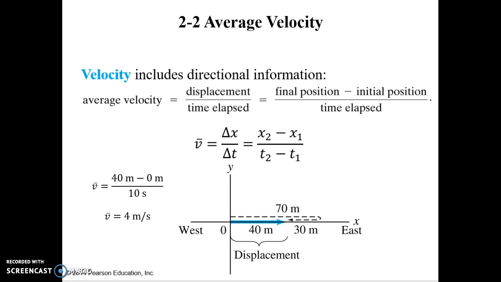Great job! You would take the final position of 40 meters and subtract it from the starting position of 0 meters and divide the whole equation by 10 seconds to obtain an average velocity of 4 meters per second. Please take note that the time is still 10 seconds for solving the average velocity, even though the football player took 10 seconds to actually travel a distance of 70 meters.